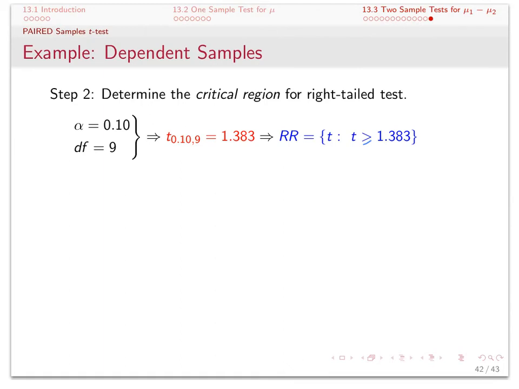Since we're doing a right-tailed test and we know that this is a t-test, then to construct our rejection region we need to identify alpha, which is 0.10, and our degrees of freedom is 1 less than our sample size, so 10 minus 1 gives us 9. We're looking for a critical value then, which has an area of 0.1 in the tail and 9 degrees of freedom. We can find that right off of our t-table. That's 1.383. So our rejection region then is the set of t-values where t is greater than or equal to 1.383.